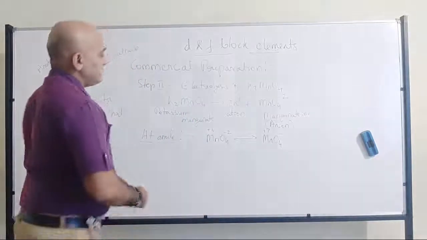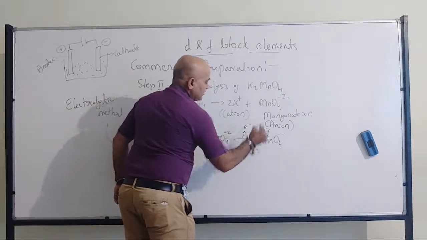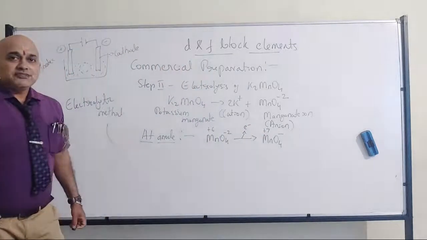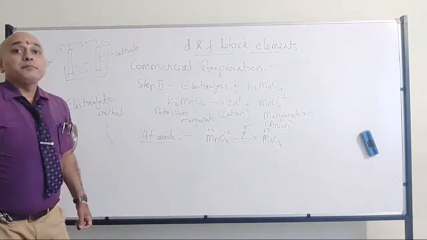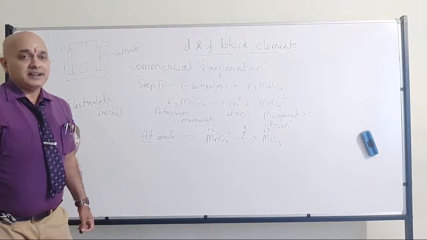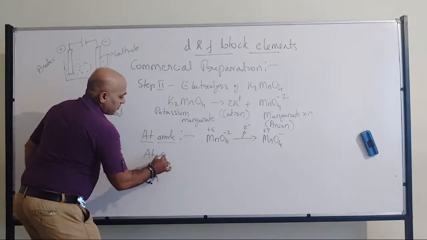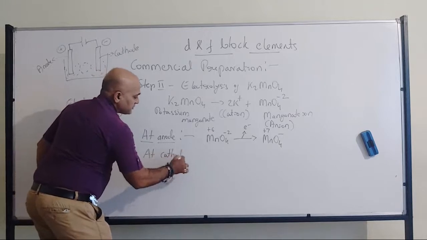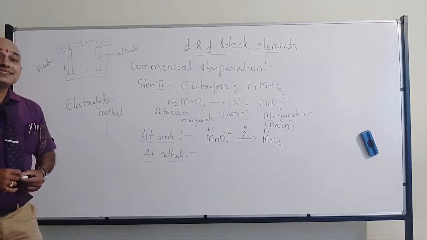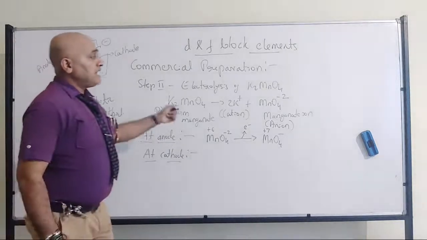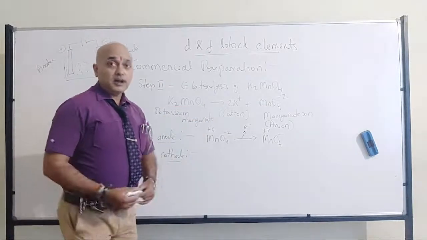Yes, Purnima. Very good. Mayank had also given the answer here. So that is 1 electron. It will donate 1 electron and manganate has become permanganate. That is happening at the anode. Now at cathode.